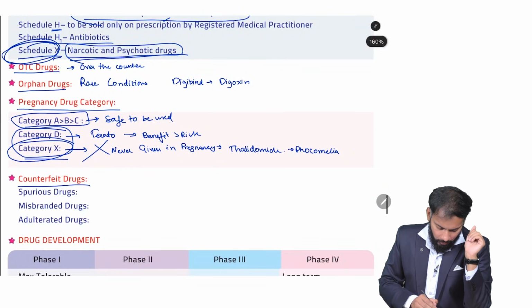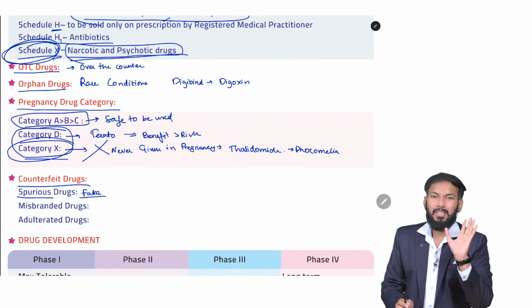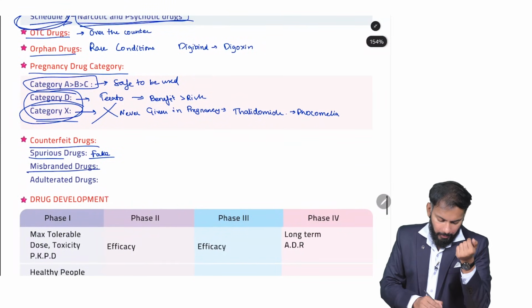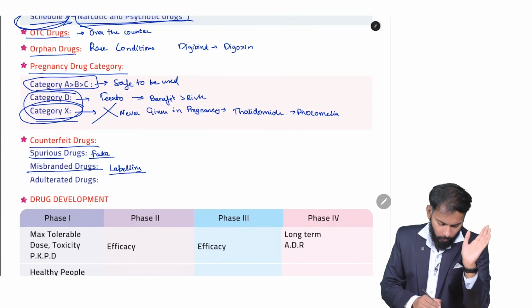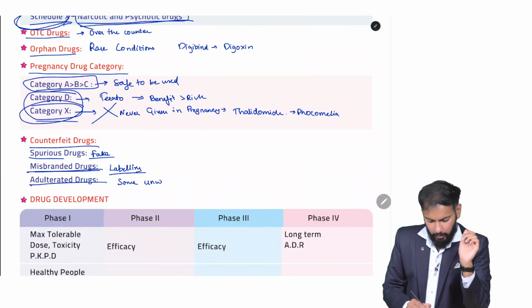Next, coming to the counterfeit drugs. Spurious drug means fake drug. They will say this drug is paracetamol, but when you check it, there is no paracetamol in it. Misbranded drugs means the labeling is wrong. It might be about the expiry date, it might be about the directions of use. That is what misbranded drugs are. Adulterated drugs means some unwanted substances are mixed in the drug. That's all.